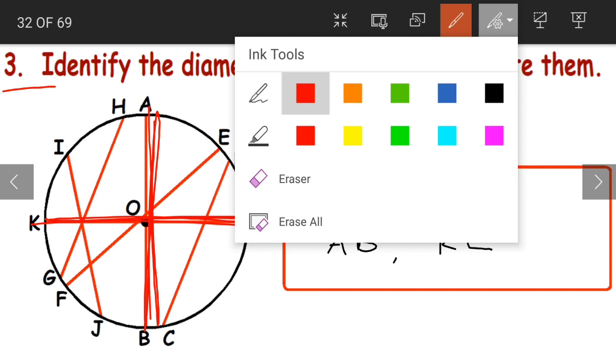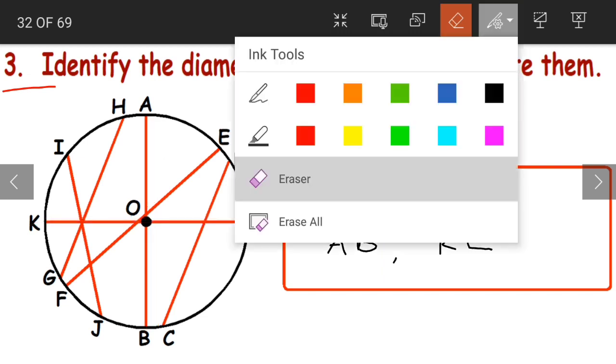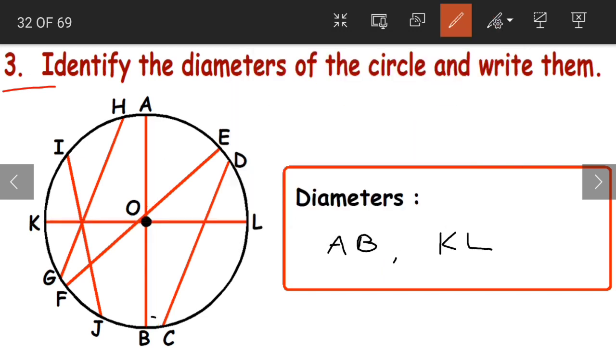Now coming to the next condition, what is it? The end point should be on the circle. If you observe, AB is having both its endpoints on the circle, and even KL is having both the endpoints on the circle. So these two, that are AB and KL, qualify as diameters of the given circle.